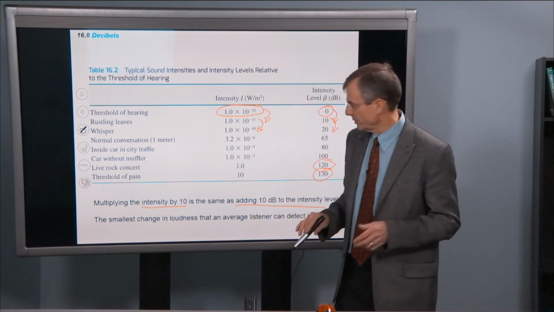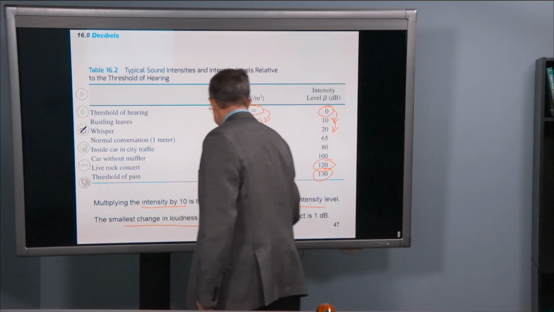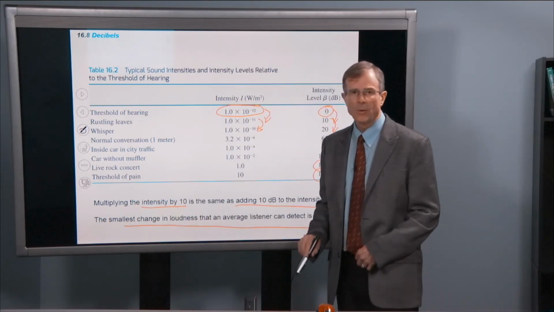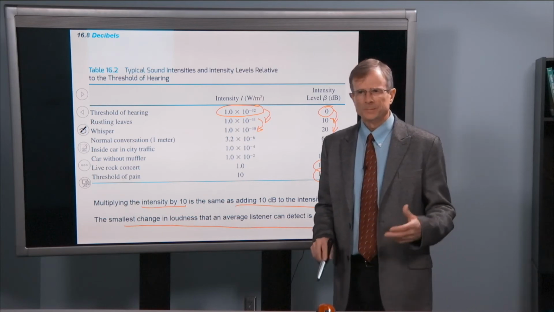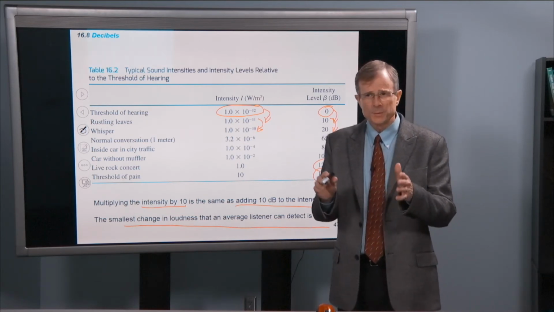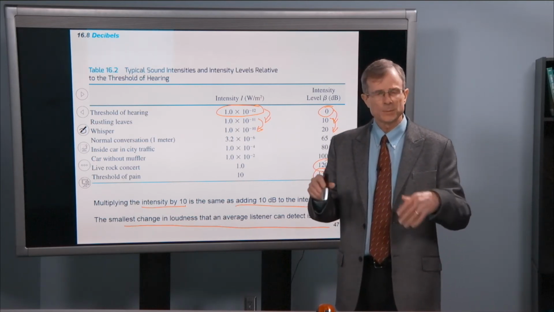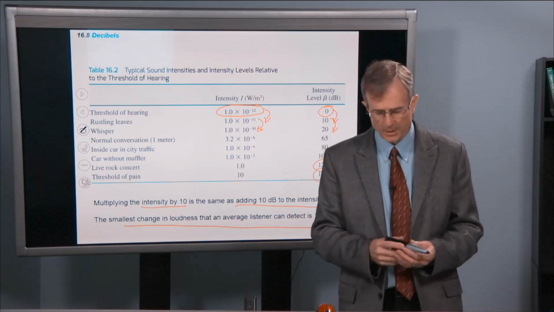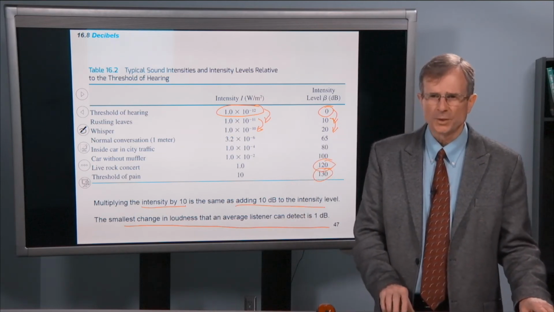And this scale is useful because, for those of you that are going to go into speaker design and that sort of thing, the smallest change in loudness that an average listener can hear is about 1 decibel. So you might be able to hear the difference between 65 decibels and 66 decibels. That's about the range that you can detect.